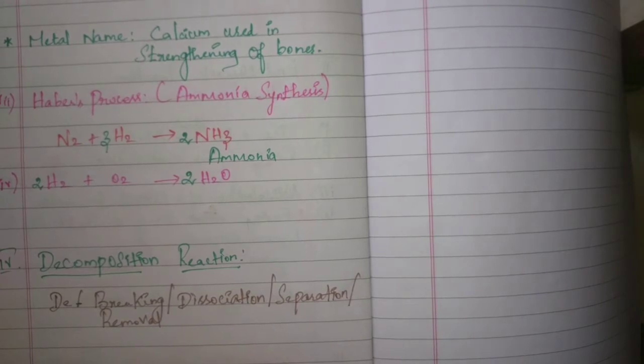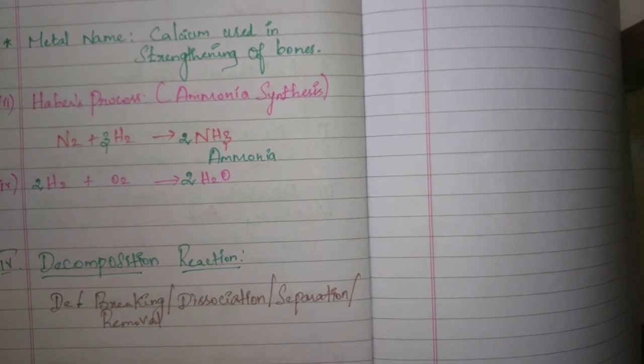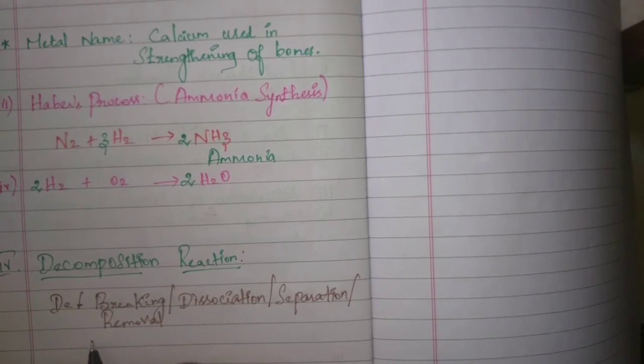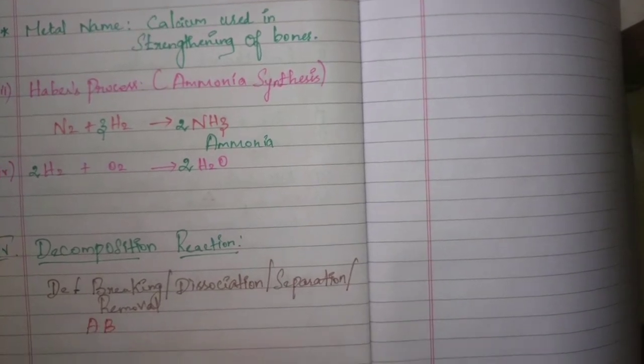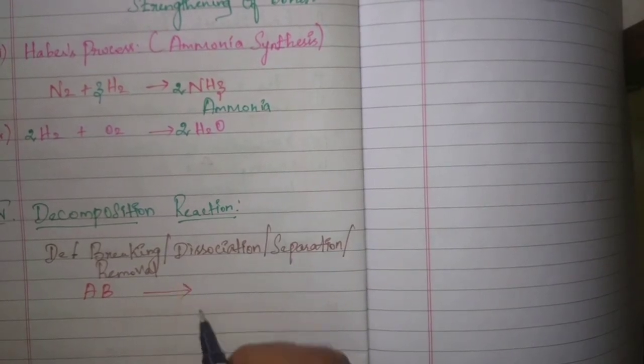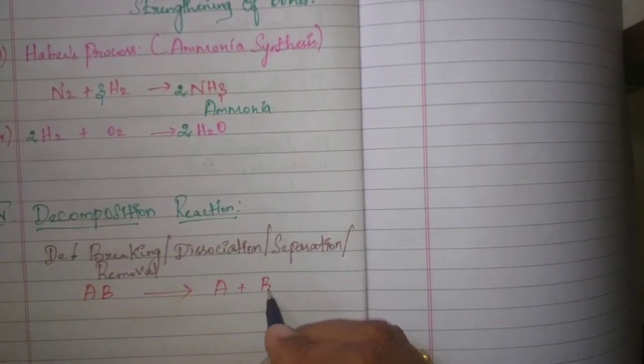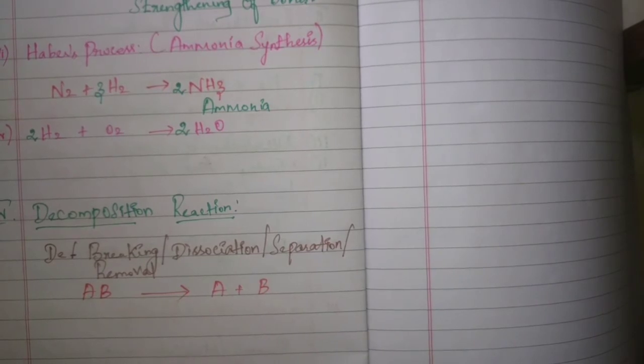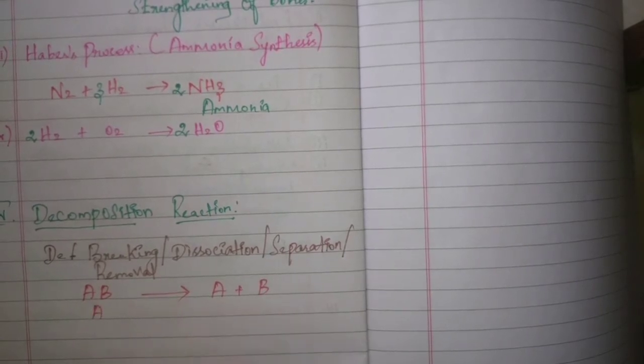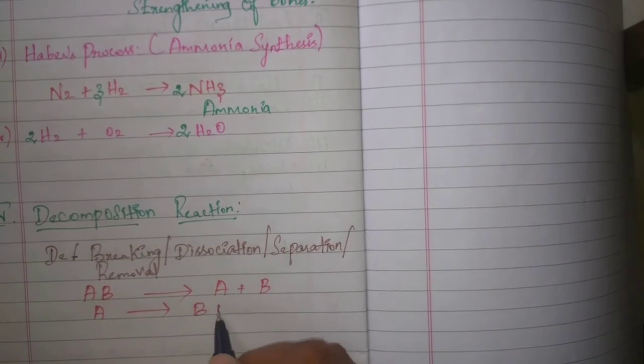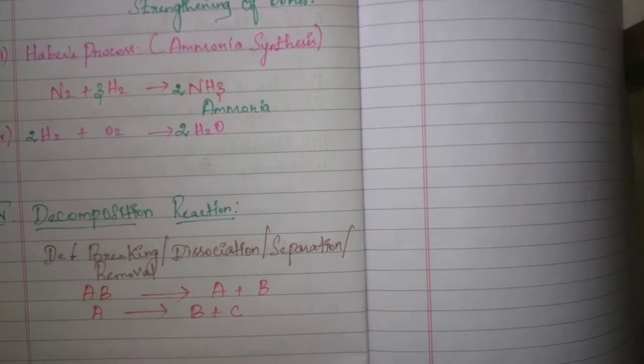So DE represents removal, breaking, dissociation, everything. So decomposition means, composition means forming, decomposition means breaking. Here, breaking of compounds. So what is the representation for this equation? Here a single reactant. See students, AB is a single reactant. It decomposes into A plus B. So this is the general representation. One more representation also they may give. A is one compound which dissociates into B plus C. These two representations they can use for decomposition reaction, students.